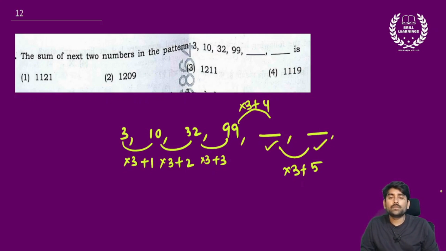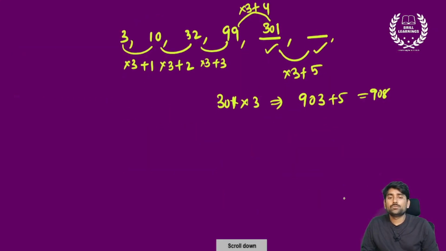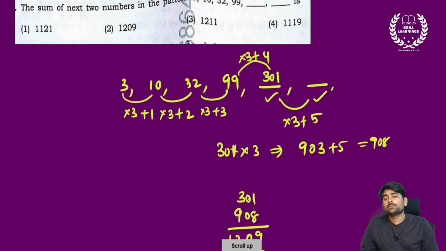99 3s are 300 minus how much? 3, 297 plus 4, so 301. Here it will come 301. So 301 into 3 times gives me 903 plus 5. So add up these two, 301 and 908. That is our answer. So 1209 is our answer.